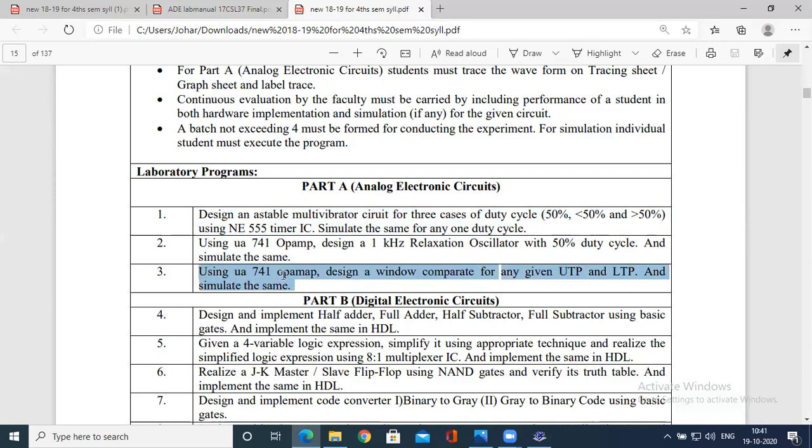The third one is also one of the easy experiments, that is a window comparator. So in the next session, I'll show you that also. Basically, now we are going to show you only the simulation part using Multisim. The same thing has to be done practically in the lab using the physical diodes and CROs. Okay. So let me stop the session.